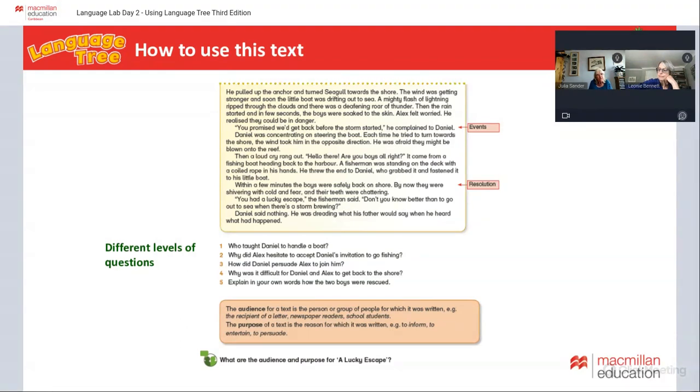Right, this is the second part of the comprehension, and it's followed by questions, and we set the questions at different levels. I don't know if you're familiar with the depth of knowledge terminology, but it starts from a basic question leading into something that involves inferring. Next page, please.